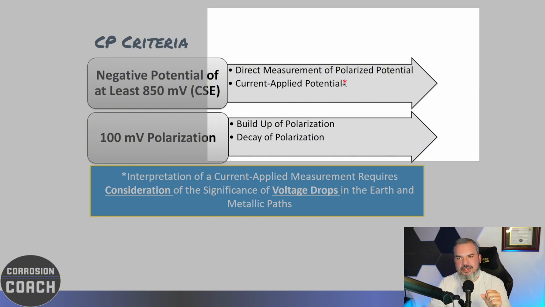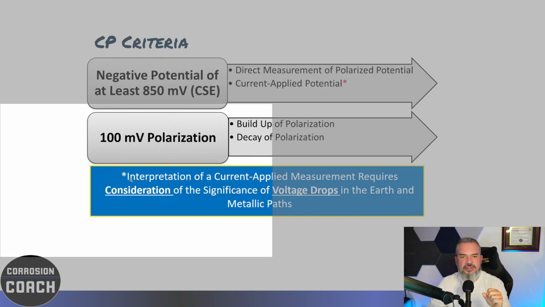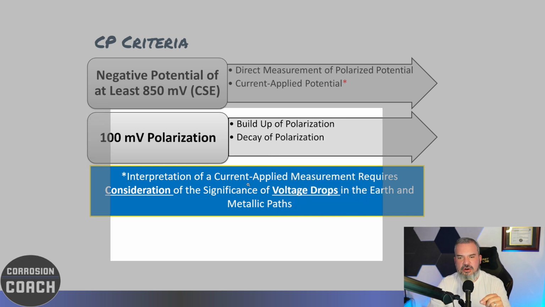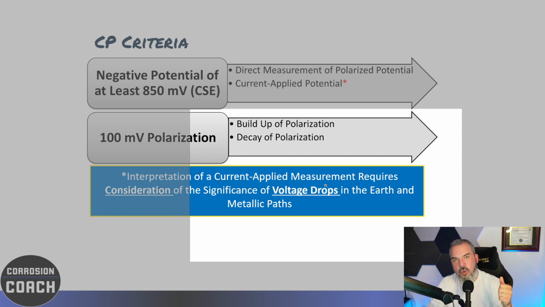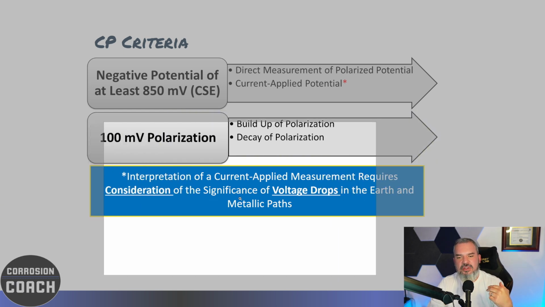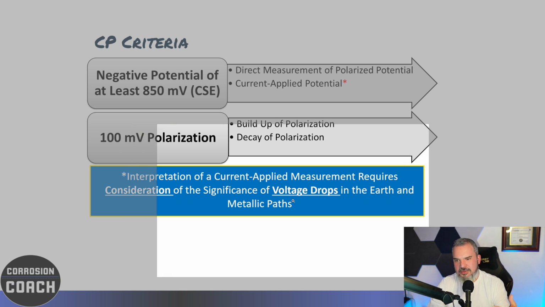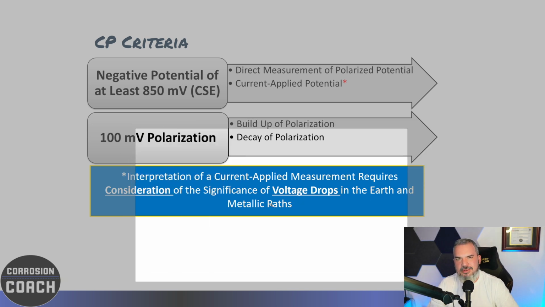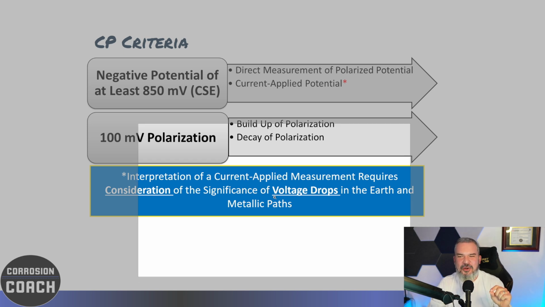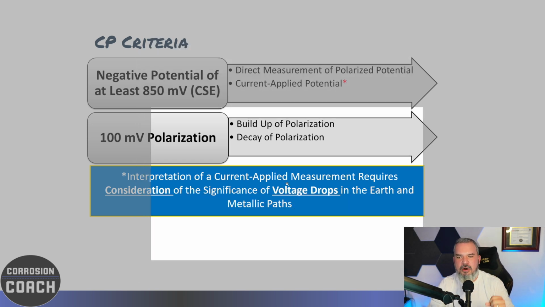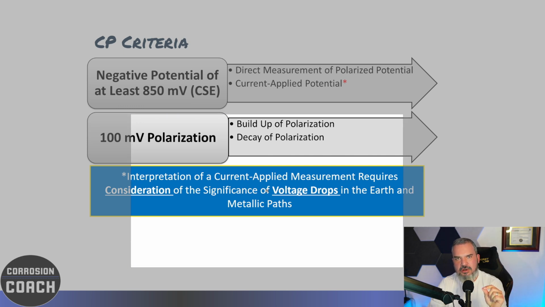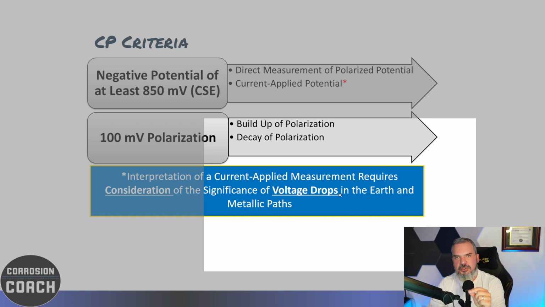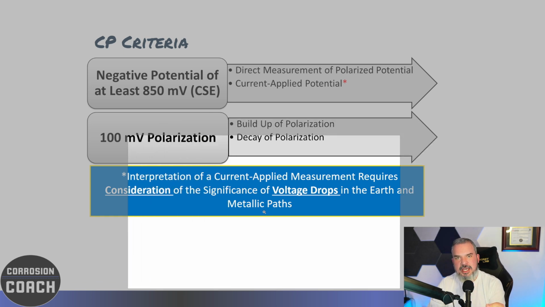All right, well, let's go down and look at what the asterisk says. So it says that interpretation of a current applied measurement requires consideration of the significance of voltage drops in the earth and metallic paths. What happened to my minus 850 and I'm good to go? That ship sailed. So we're going to dig into that a little bit. We're going to kind of break that apart, but we've got these voltage drops we got to consider. We got to think about it. And those voltage drops can be in the earth and they can be in the metallic paths.